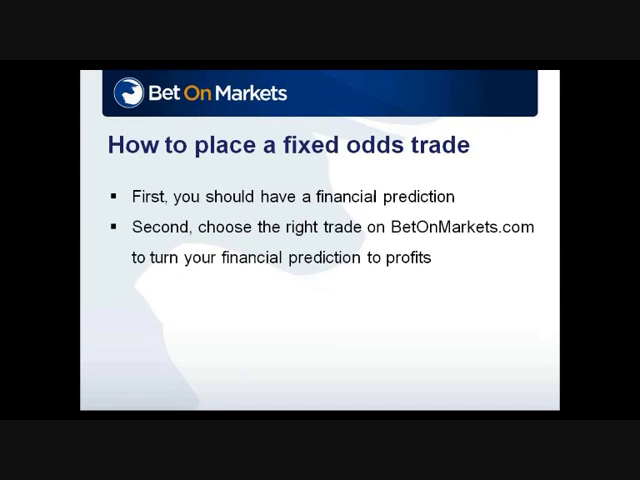At this point, let's take a look at how to place a fixed odds trade. Ideally, two elements come into place. First, you should have a financial prediction, and secondly, you should choose the right trade on bettonmarkets.com to turn your financial prediction into profits. Let's take a closer look at each of these elements right now.